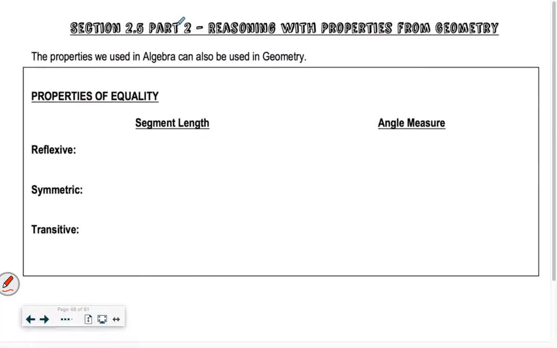Part 2 is on reasoning with properties from geometry. So last time we talked about reflexive property, symmetric property, and transitive property, but we just talked about just plain numbers. So if you remember reflexive property, we said, oh, that's when A is equal to A, right? So if I saw 7 equals 7, we're like, oh, reflexive property. What was symmetric? Do you guys remember symmetric?